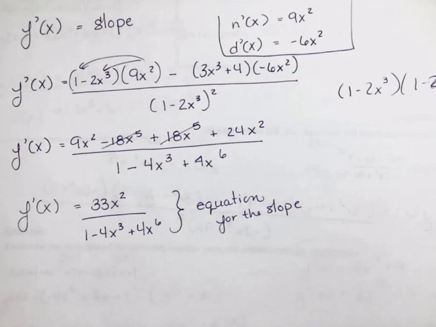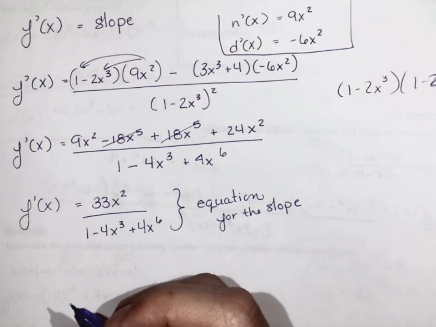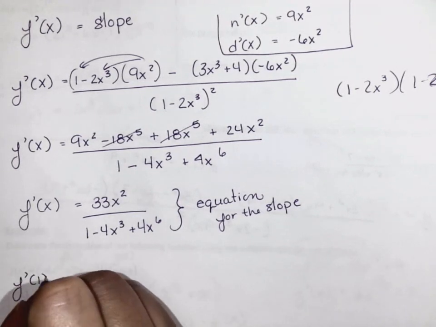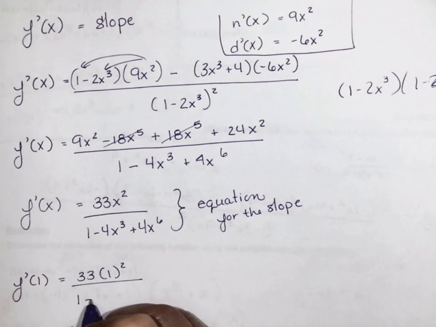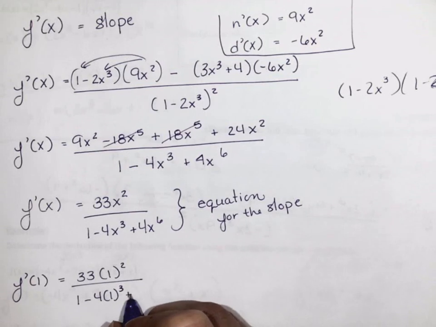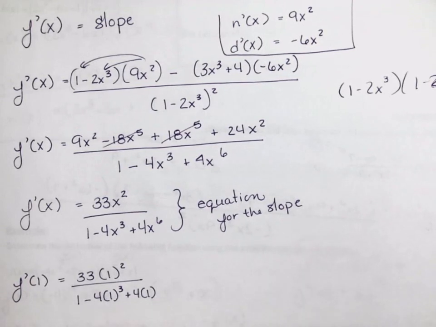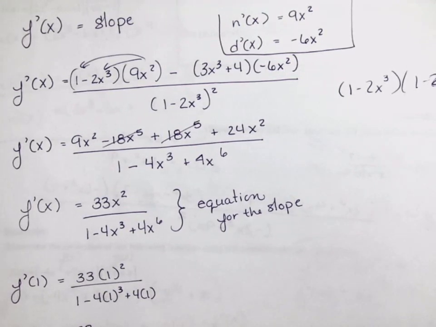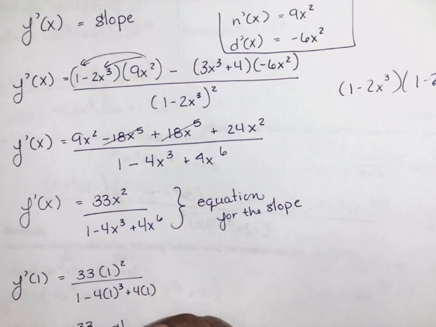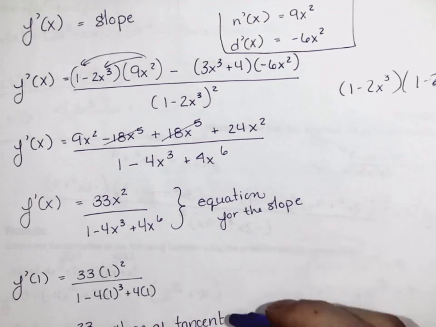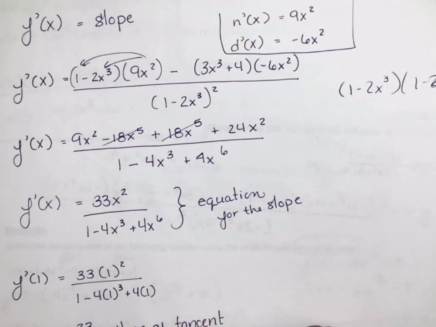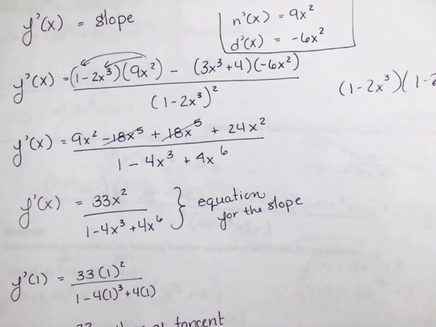Okay, so that's the equation for the slope. We know that x is equal to 1, because that's the point of tangency. So we're going to just dump that in. Tangent line, that's not good. So that's the slope of the tangent line.